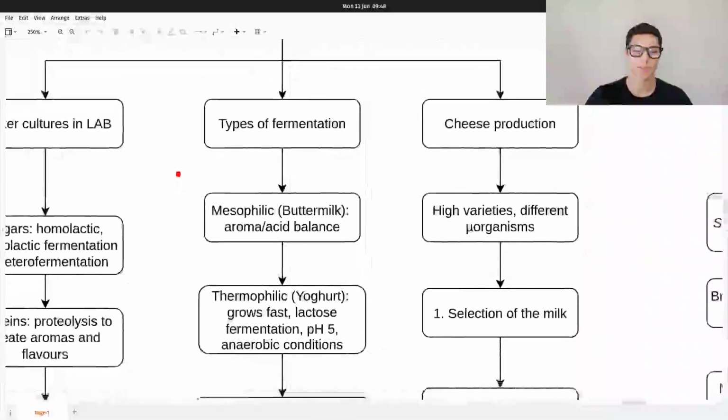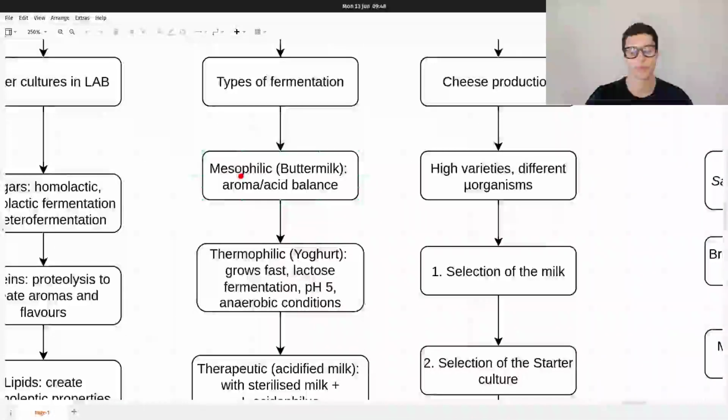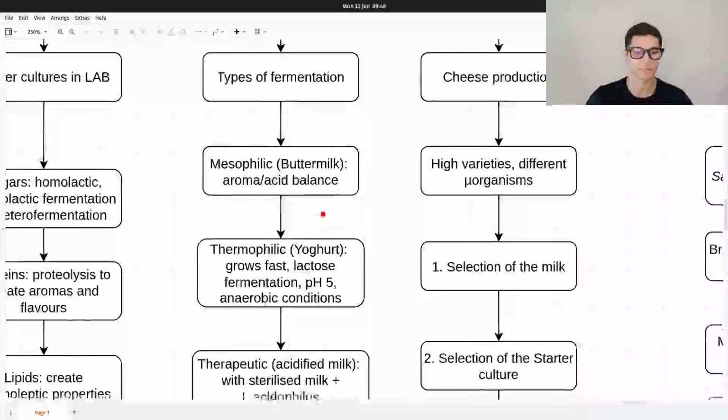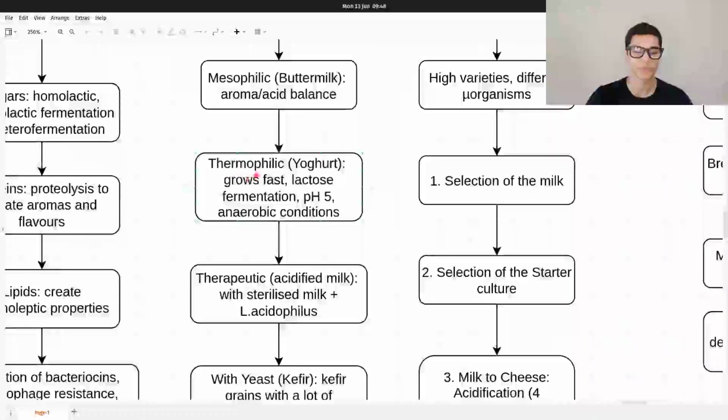The types of fermentation we can have: the first one is the mesophilic, to create the buttermilk, and we have to be careful with the aroma and acid balance. Then we have the thermophilic to create the yogurt. This is very common and popular.